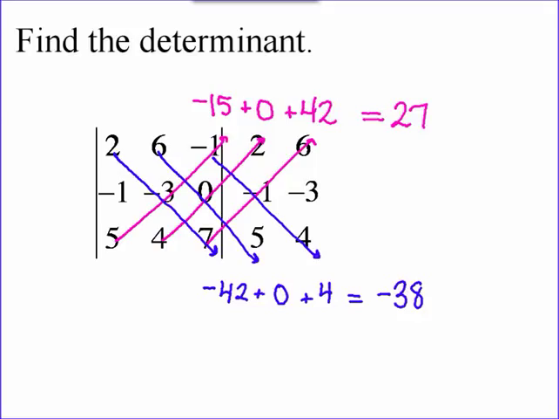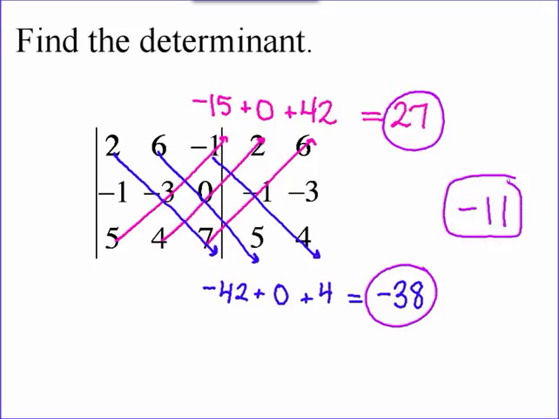And you get negative 38. So now what I do is combine the two numbers, the blue and the pink. And when I combine those two, I get negative 11. And that is your determinant for this matrix. There's another way called expansion by minors that is used to find the determinant. I think this way is a little quicker, and so that's the way we're going to use.